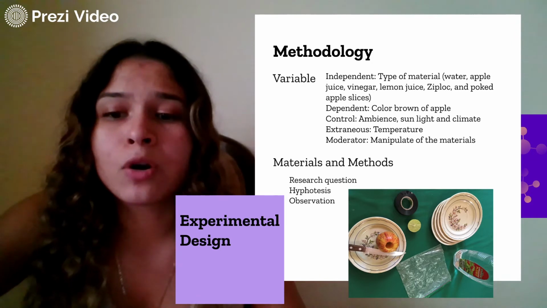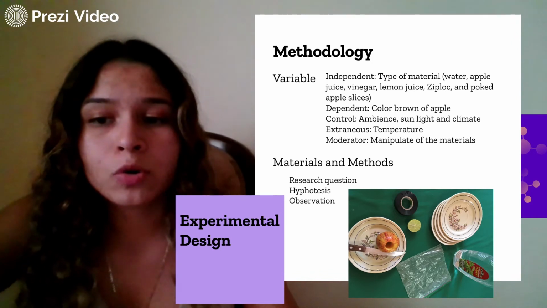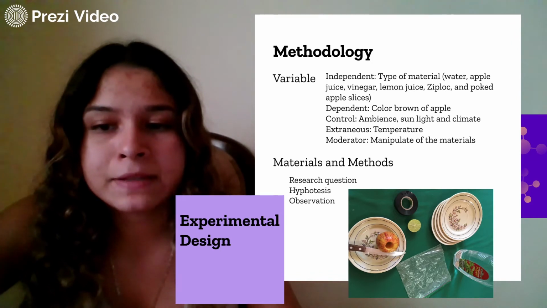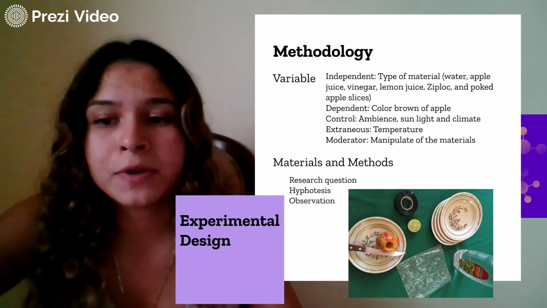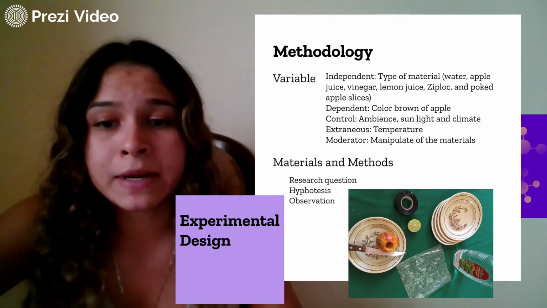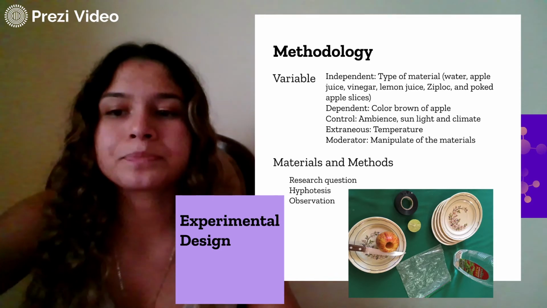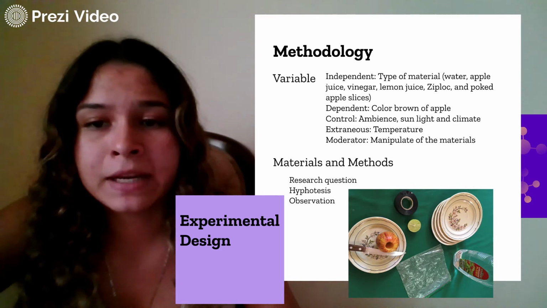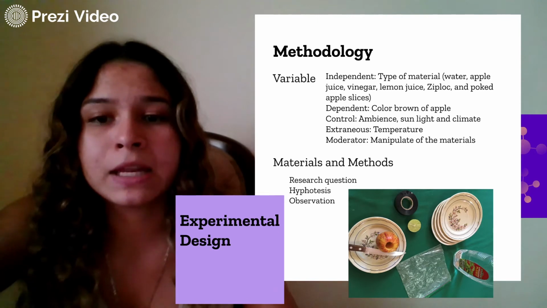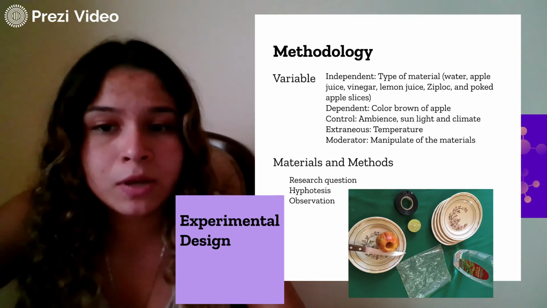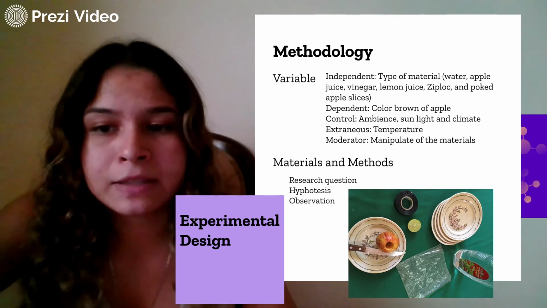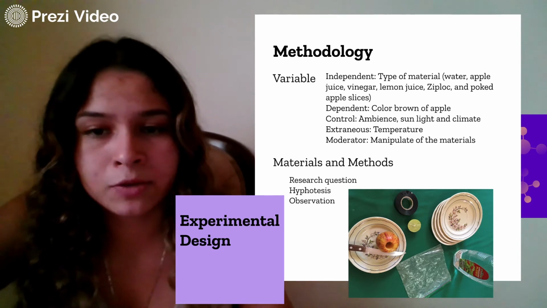The dependent variable is the brown color of the apple. Controls are ambience, sunlight, and climate. The extraneous variable is the temperature, and the manipulated variable is the manipulation of the materials. And the method for my experiment: my research question is what makes apples brown? As I mentioned at the beginning, my hypothesis is that almost all apples will turn brown except lemon, because of its antioxidant properties, and I followed the observation method.